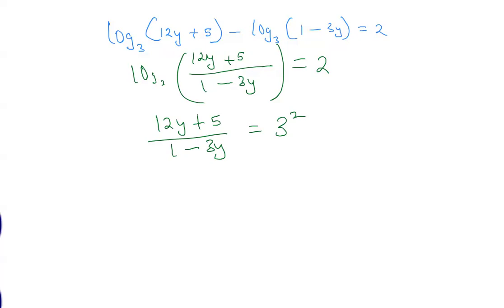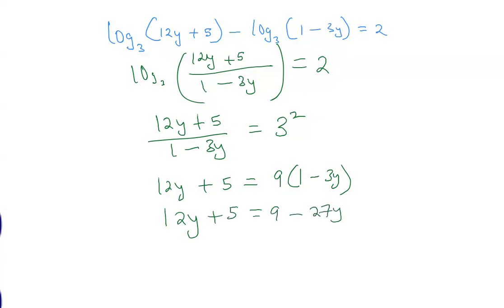Equals 3 squared. Then 12y plus 5 equals 9 times 1 minus 3y. Then 12y plus 5 equals 9 minus 27y. Then that gives you what? 39y equals 4. You see, y we got what? 4 over 39.